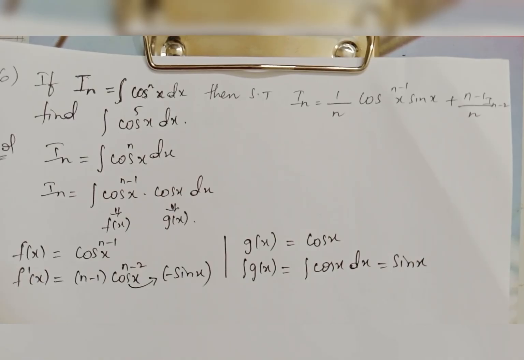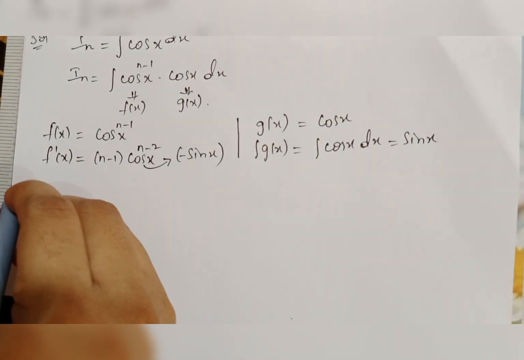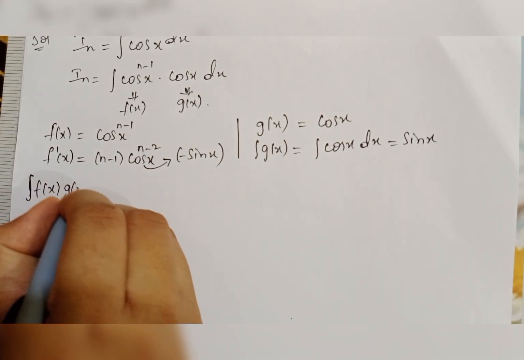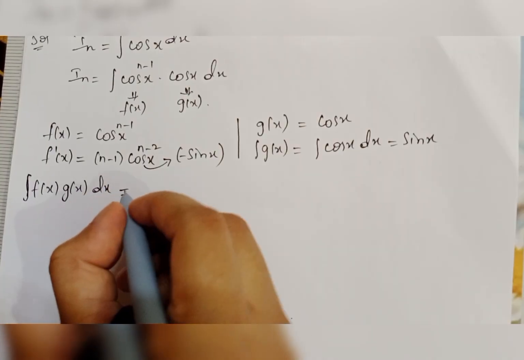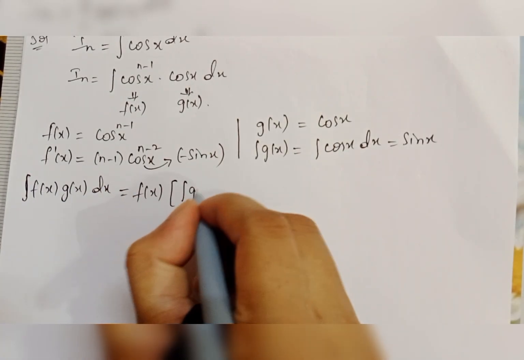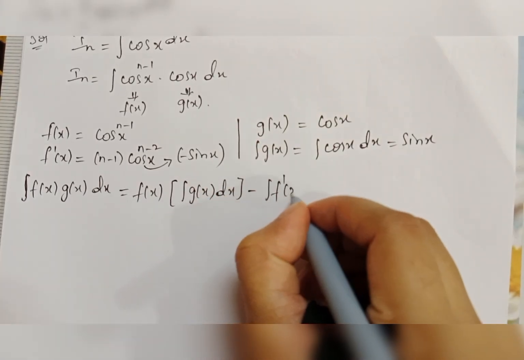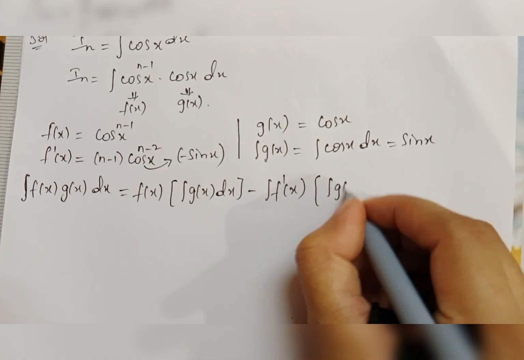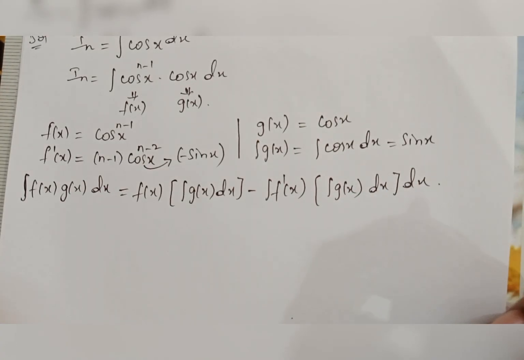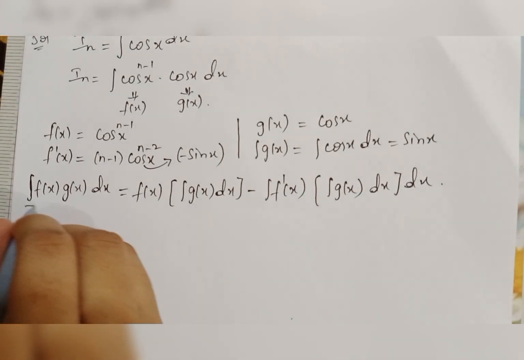Okay, now writing the formula of integration by parts method: integral of f of x g of x dx equals f of x into integral g of x dx minus integral of f dash of x into integral g of x dx, whole dx. Okay, you have to remember this formula in order to solve the reduction formula problems. Okay, this is very important.